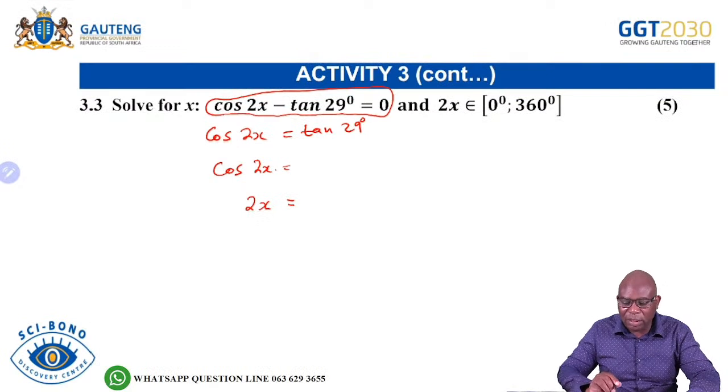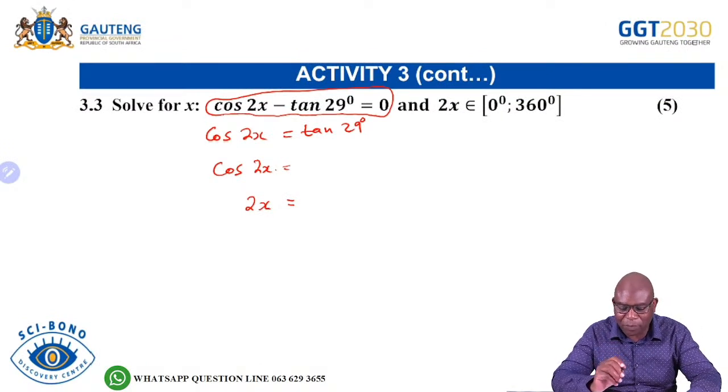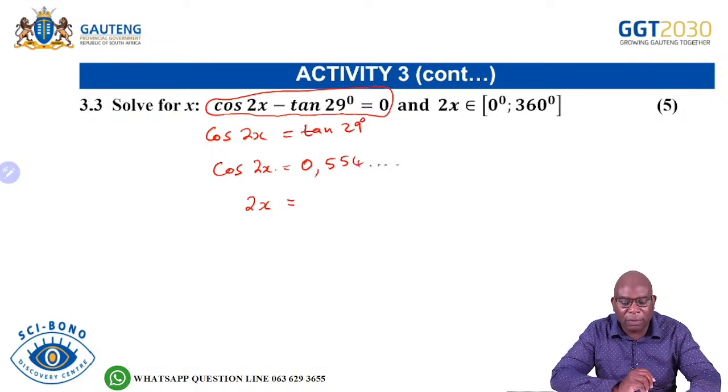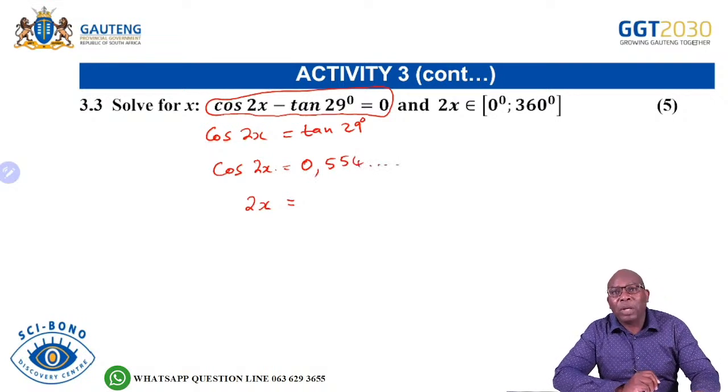Okay, now let's see what you got there. First of all, you got the tan of 29, so the tan of 29 is 0,554, and you have other values there. Please remember we round off at the end when we're doing our mathematics, okay? So now we've got that.